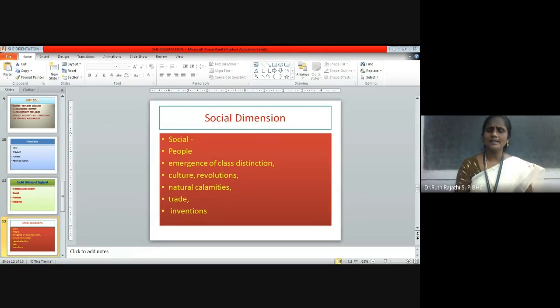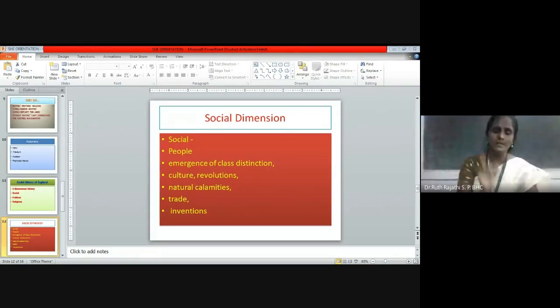And the next aspect is natural calamities, natural disasters. When you read the history of England, you come to know about the plague, the disease. In those early days, there was no treatment or any medical aid. There were no such things. So people died en masse, mass death. So in the social dimension, the author, the historian, will be sharing about the natural disasters which were undergone by the people.